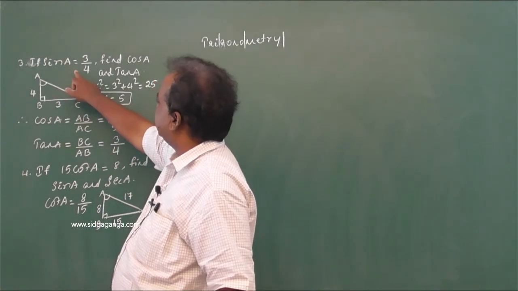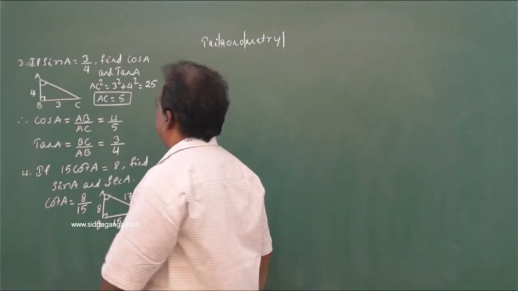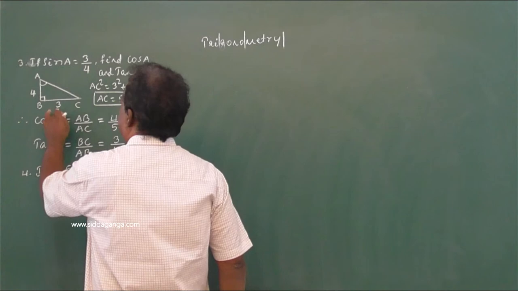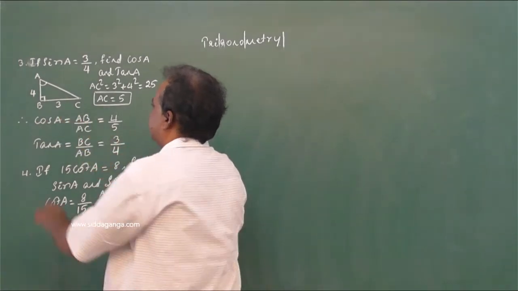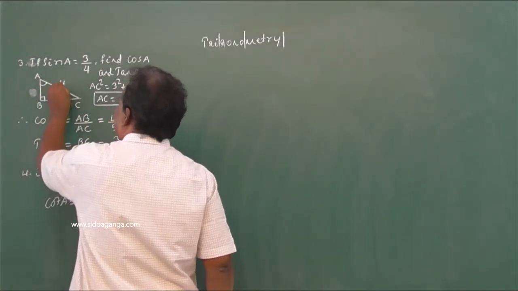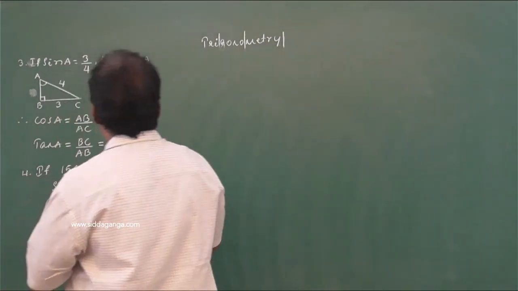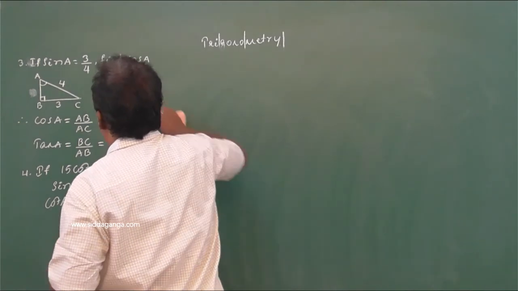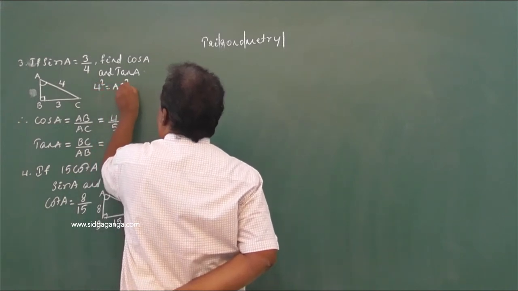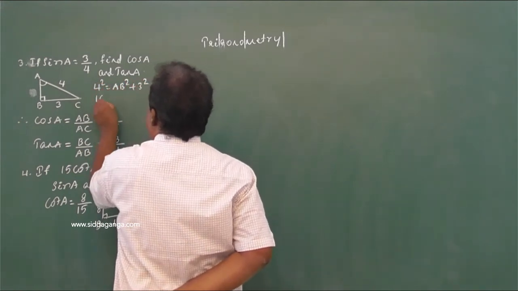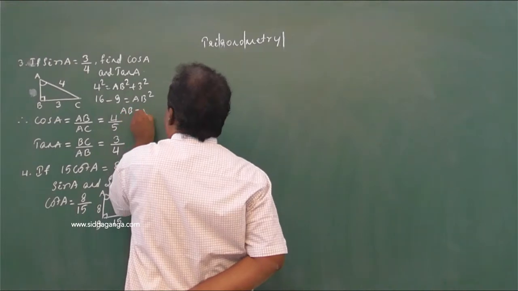Oh, sorry. Exactly correct. Tell me, don't change the problem. Better. Siddheshwari is correct. 3, 4 is there. Opposite by hypotenuse. Exactly correct. Sorry, 3 by 4. So 4 square is equal to AB square plus 3 square. 16 minus 9 is equal to AB square. You are exactly correct. What is AB? Root 7.